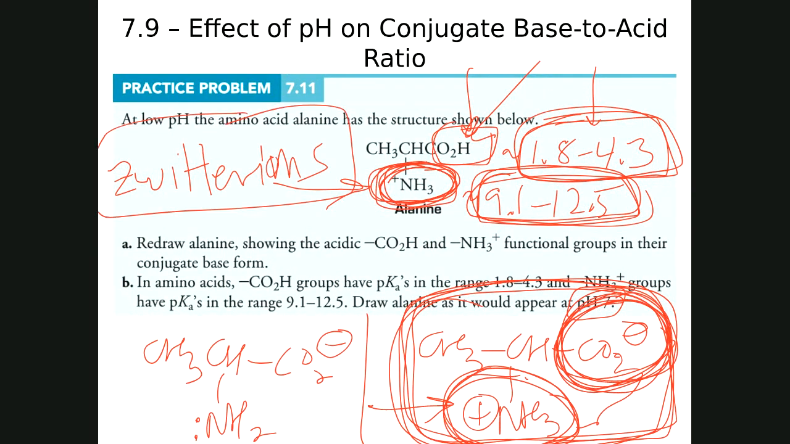Oh, you know what? I can type it over here. I can type as well. Zwitter, let me see, Zwitter ions. That's the name. Some German name or whatever.